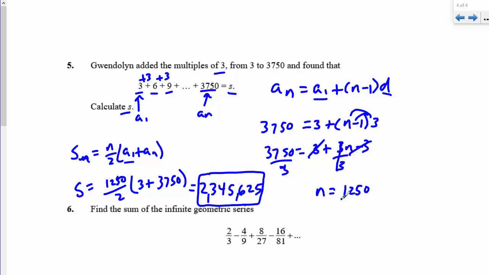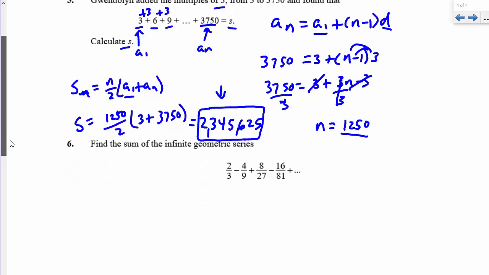How many terms am I adding? Think about that. It's over 1,000 terms. Over 1,200 terms I'm adding together. And when I do that, that's what I end up getting. So it's kind of a large number.